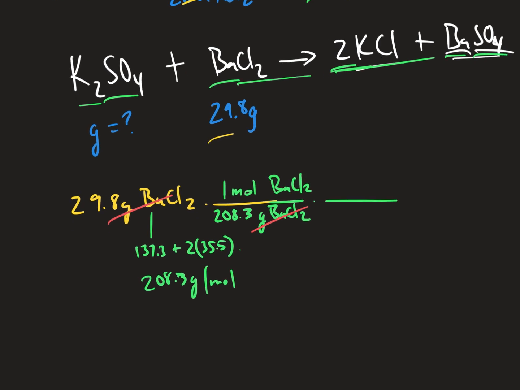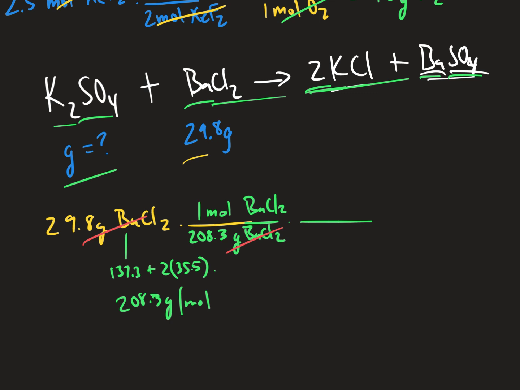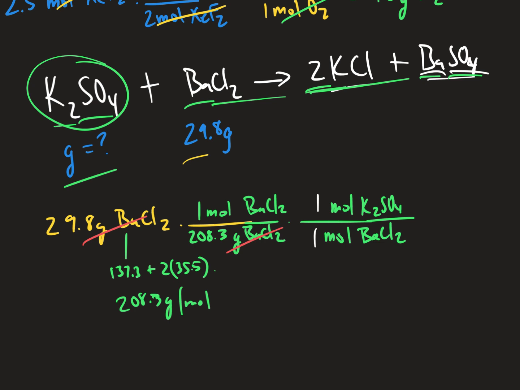Now what does our mole roadmap tell us we can do? We want to go to something else eventually. So now we go to what? Moles of something else, right? The mole-to-mole ratio. Exactly. Moles of barium chloride, and we want to go to potassium sulfate, so we're going to convert it to moles of K2SO4. And what's the mole-to-mole ratio? 1 to 1. Do we even have to do this one? No, but please do. Just do it to keep everything organized so that you know you're doing this correctly.